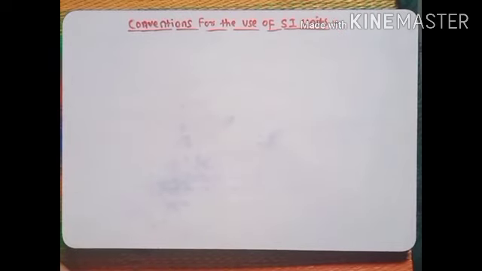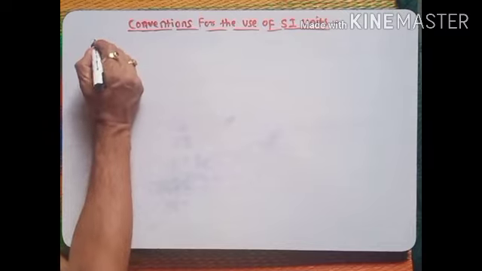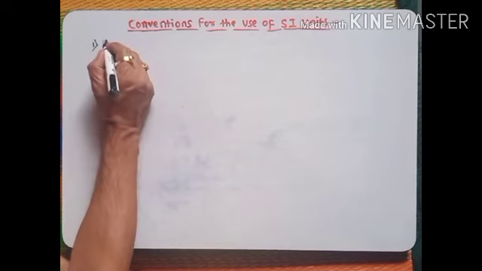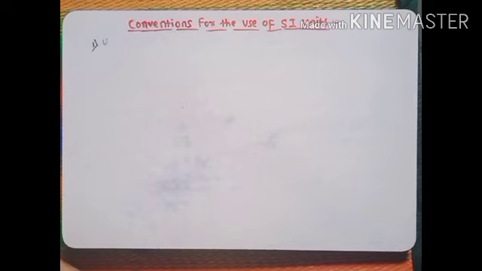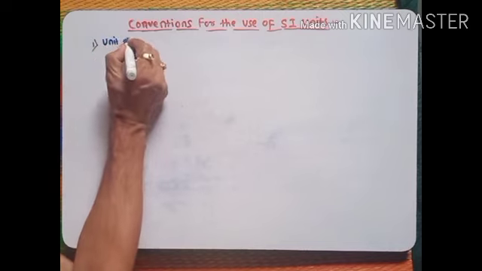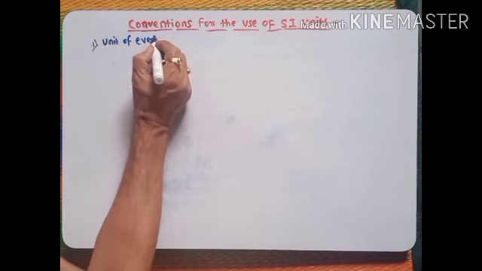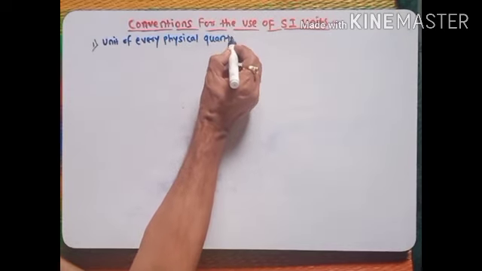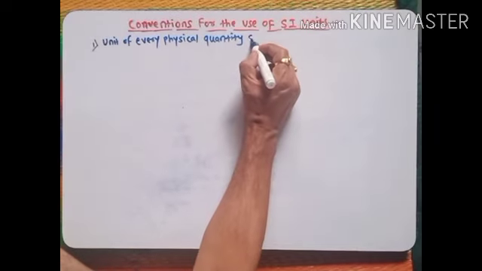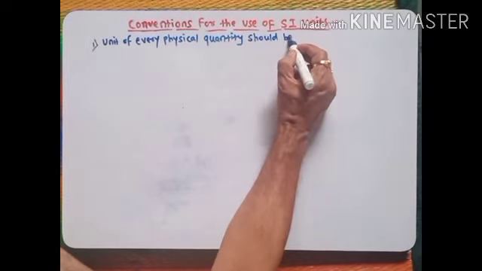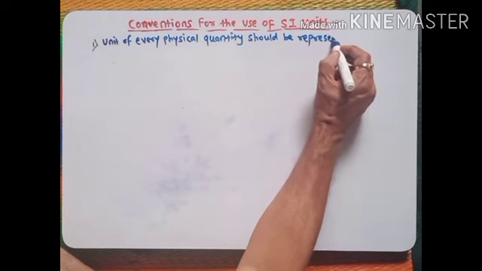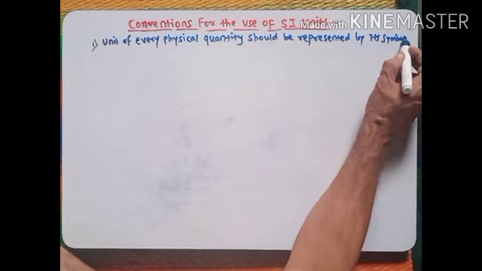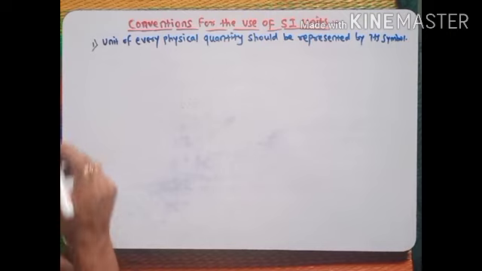We will see one by one. First, the unit of every physical quantity should be represented by its symbol. That means every unit should be represented by its symbol.